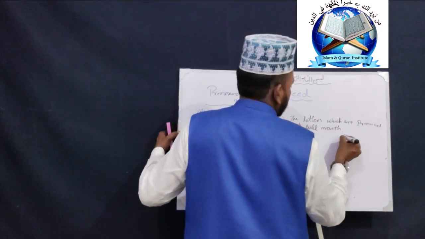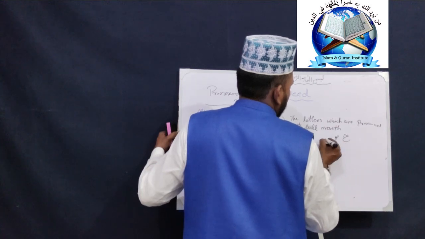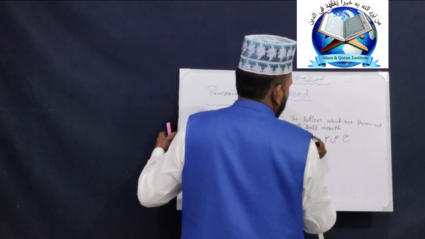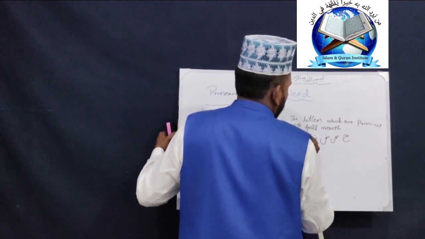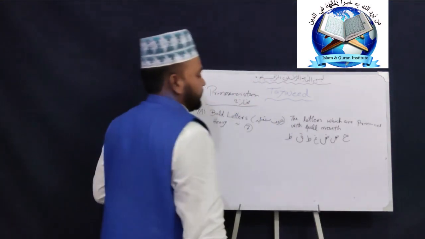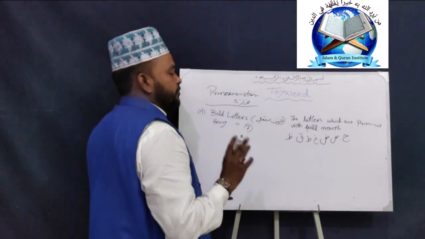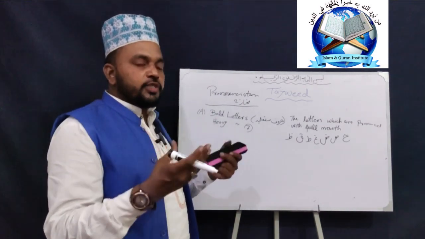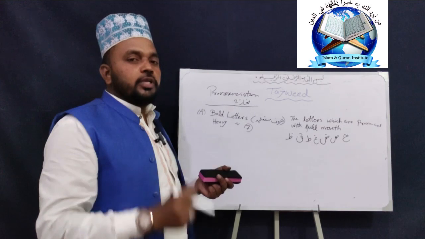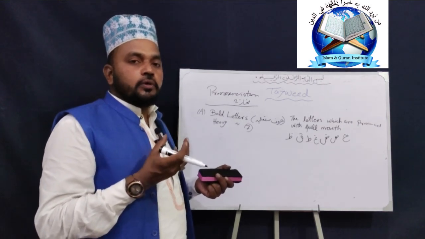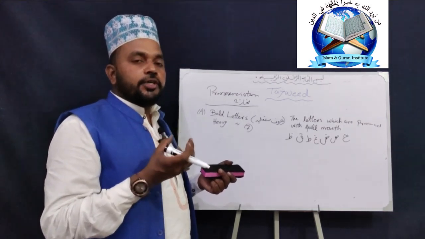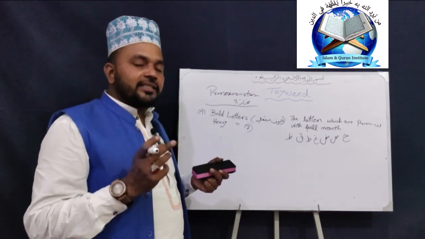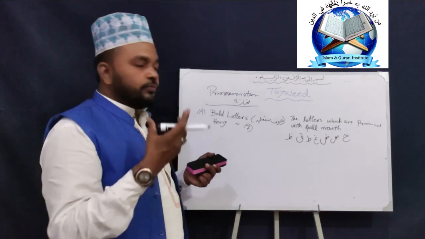Kha, Saad, Daad, Ghain, Ta, Qaf, Zo. These are the letters which are bold. They are pronounced bold with full mouth, like kha, saad, daad, ghain, ta, qaf, zo. Not kha, saad, daad in a thin way; that is not the right way. They must be read with full mouth.